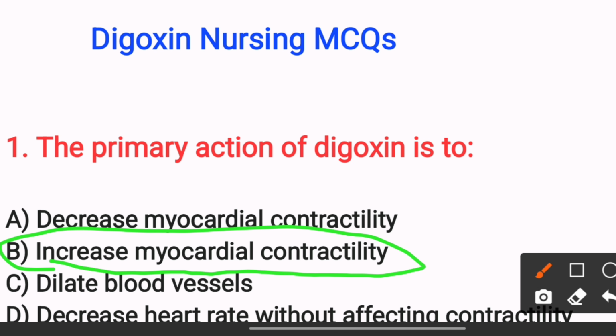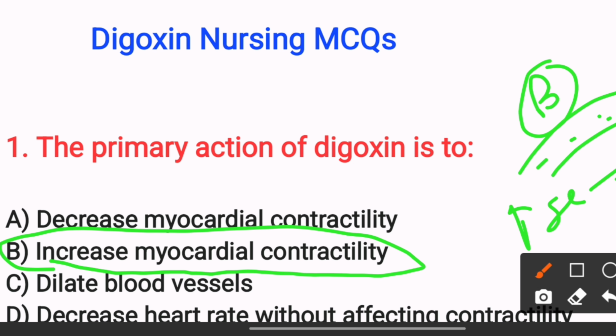Digoxin is a cardiac glycoside that increases the force of myocardial contraction, improving the cardiac output in heart failure. The answer will be option B.